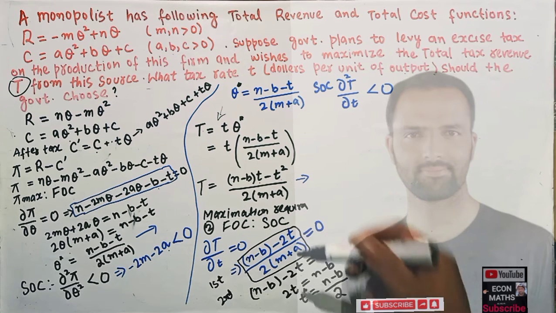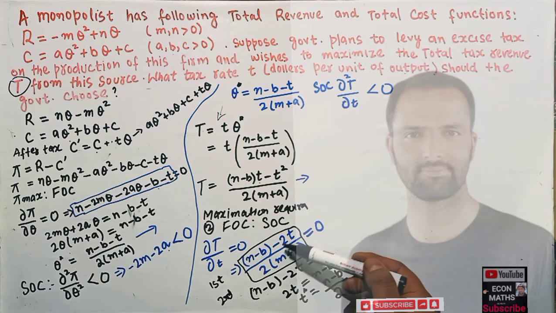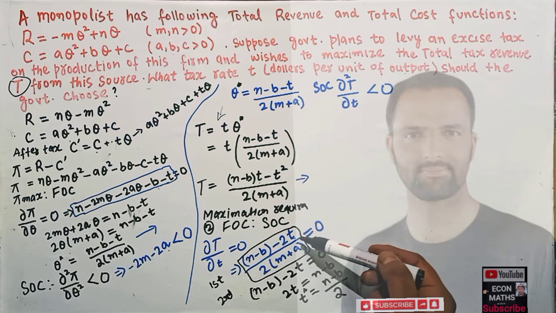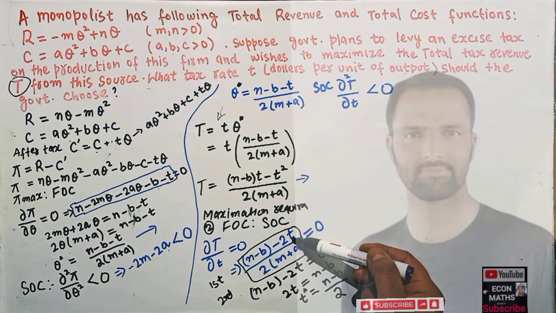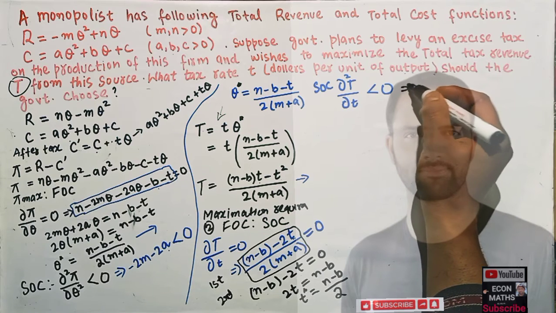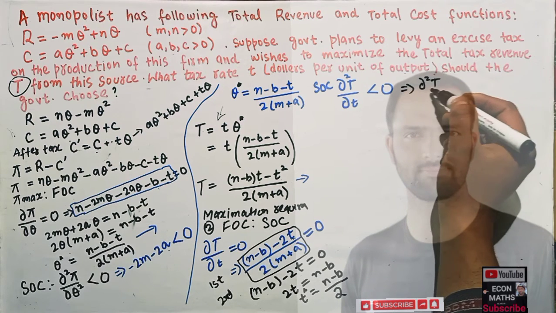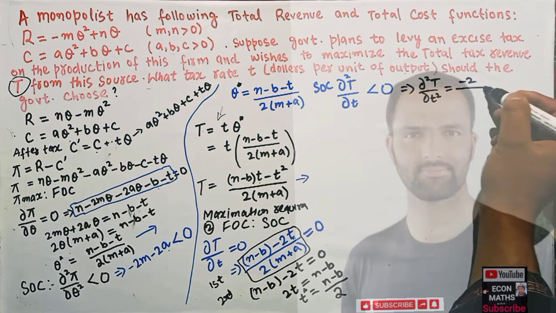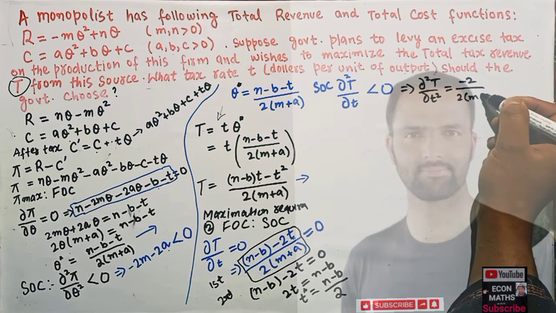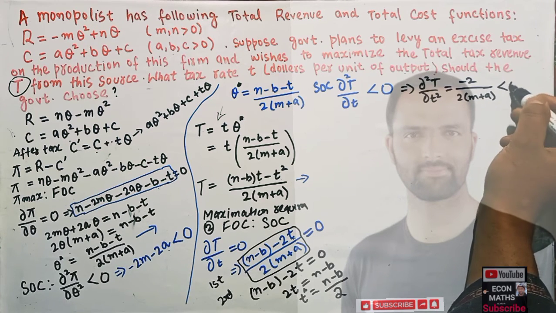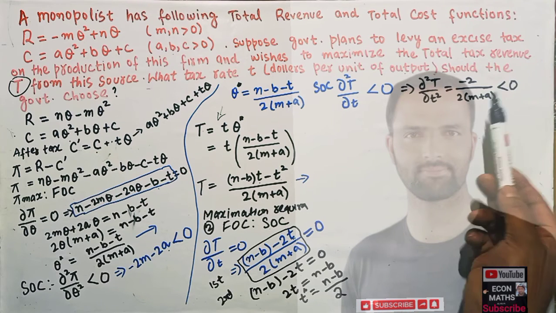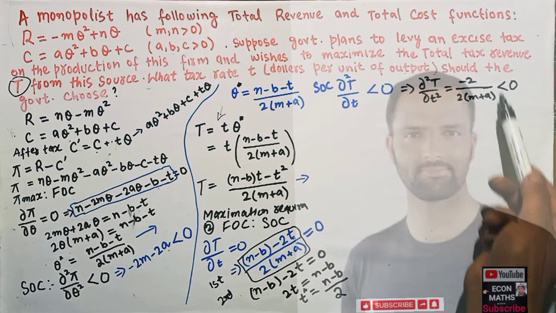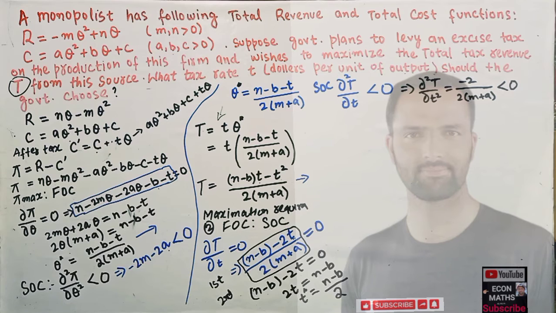Simple stuff. So what is our choice variable here? t. So t is only on this side, since no t is involved in this term, so this will become 0. We are left with the derivative of t, which is 1, which implies d square T upon d small t square is equal to minus 2 upon 2m plus a, which obviously is less than 0, because m and a are both greater than 0, there is no way that this term should come out to be positive. I hope I make myself clear.